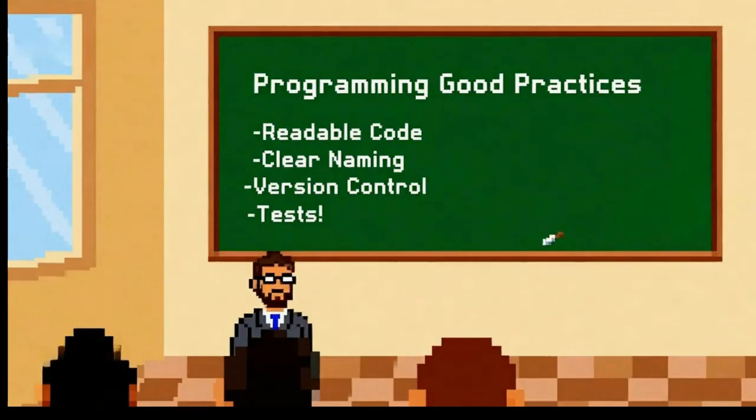Coupling refers to how much different modules depend on each other. Low coupling is good. It means modules are independent and can be changed without affecting other modules. High coupling is bad. It means modules are tightly intertwined, and changing one requires changing others. The goal is to maximize cohesion within modules and minimize coupling between modules. This is sometimes called high cohesion, low coupling, and it's been a principle of good software design for decades.